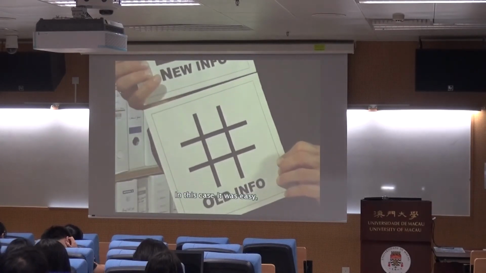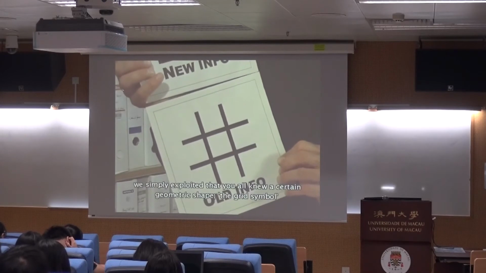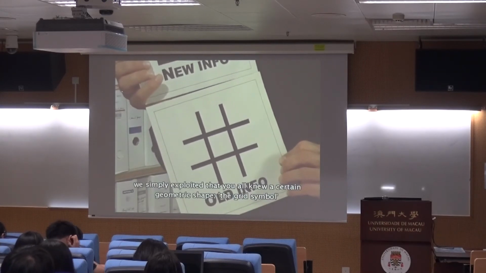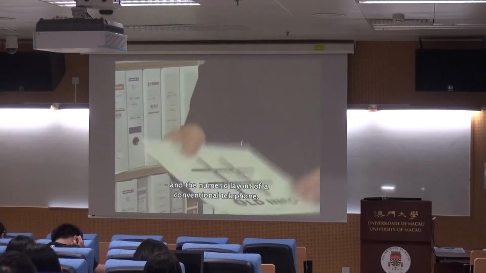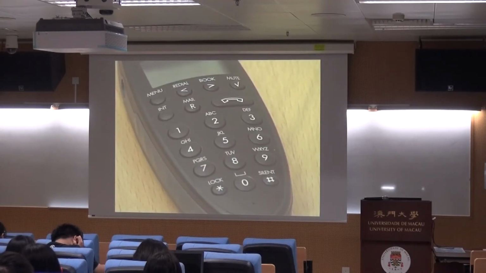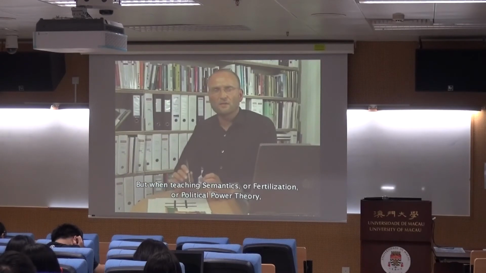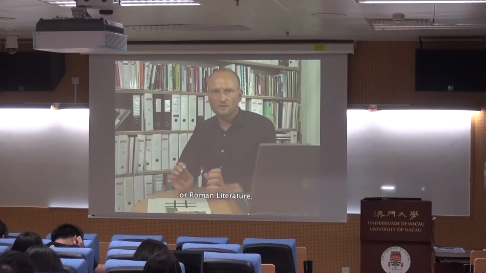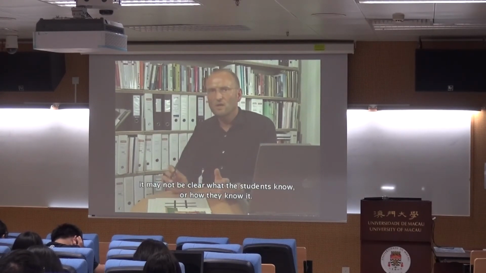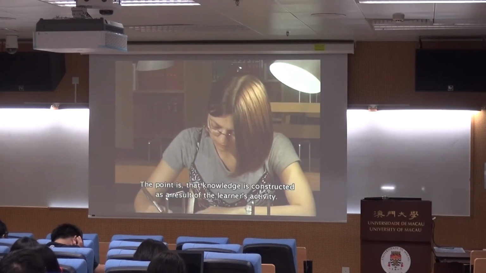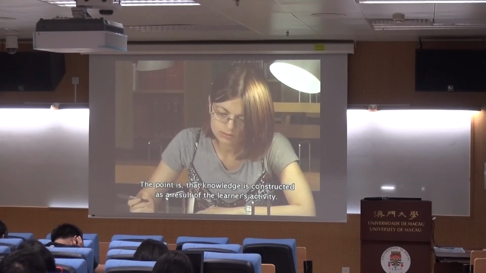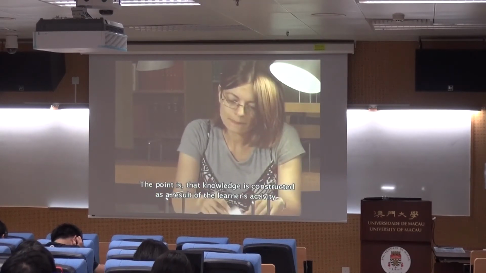In this case, it was easy. We simply exploited that you all knew a certain geometric shape, the grid symbol, and the numeric layout of a conventional telephone. But when teaching semantics or fertilization or political power theory or Roman literature, it may not be clear what the students know or how they know it. The point is that knowledge is constructed as a result of the learner's activity.